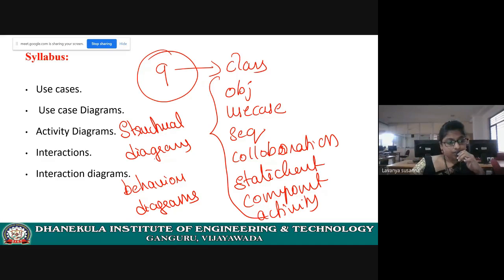Navya, very good. What is that? Class, object. Okay. Only class and object, Navya. Class diagram, object diagram are structural diagrams. Next, again, there are another 2 more diagrams. Only Navya is answering. Remaining members.